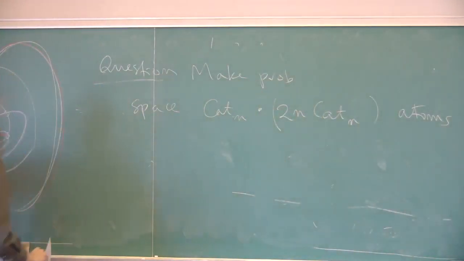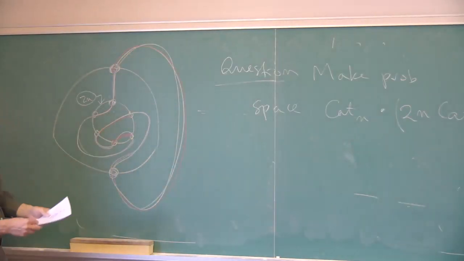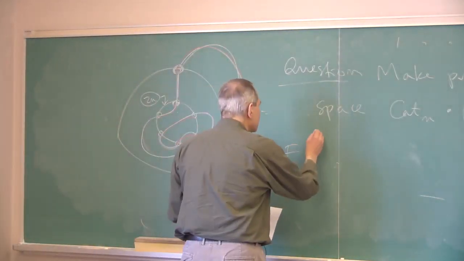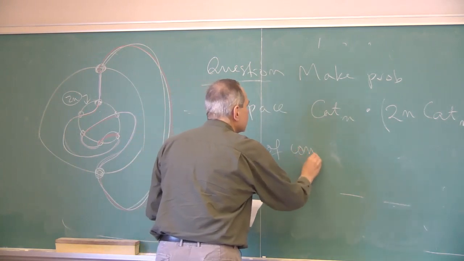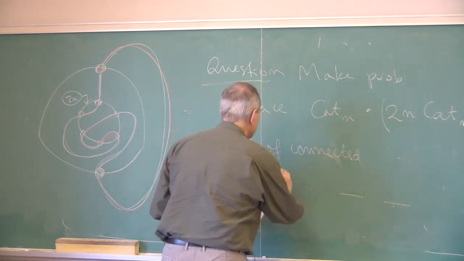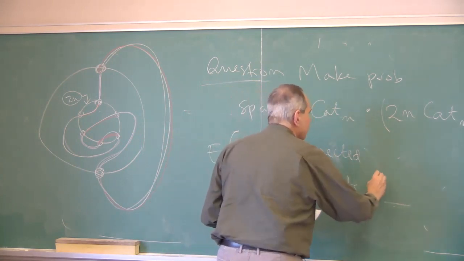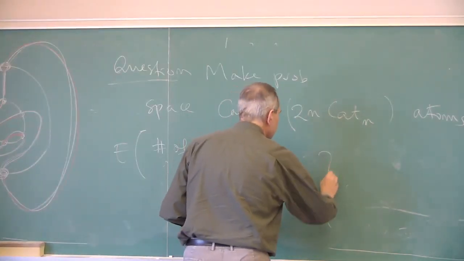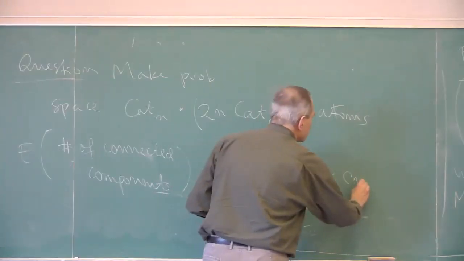So do randomly something red inside, something purple in the annulus, and here just do this. Then what is the expected number of connected components? Is it of the form constant times n?